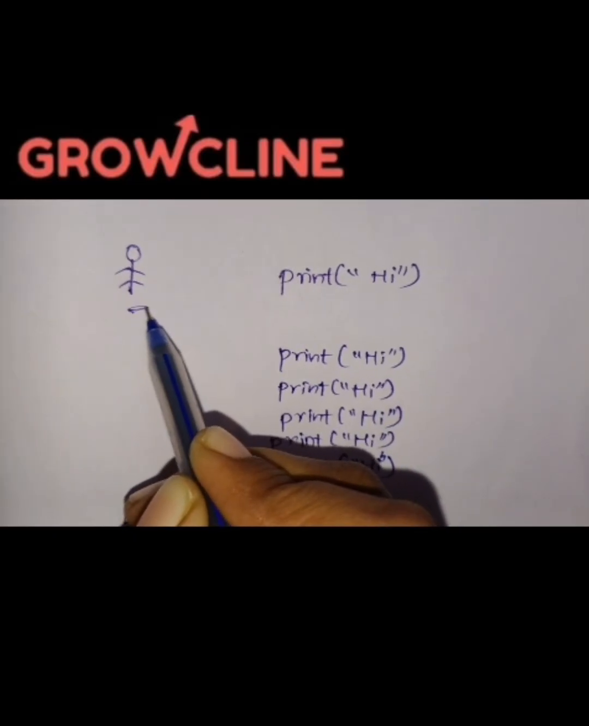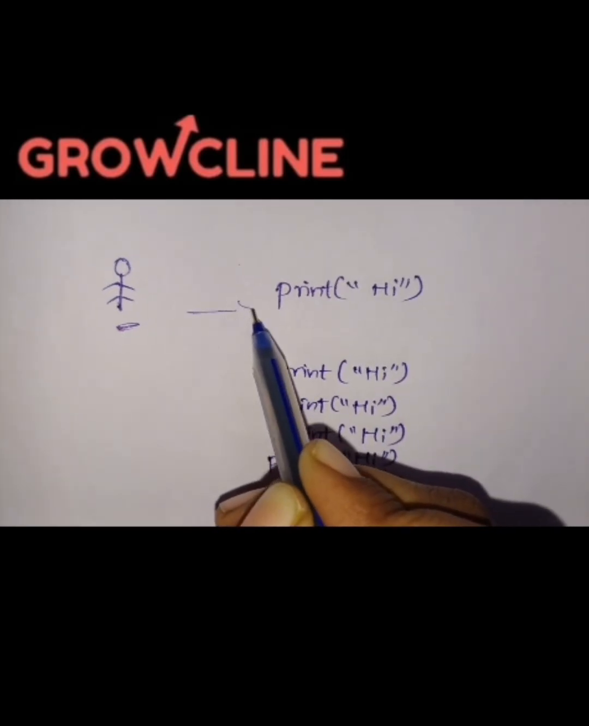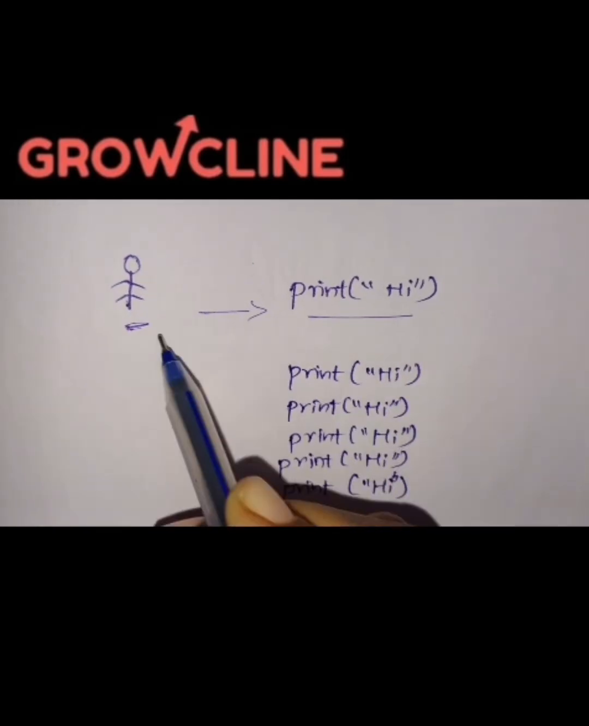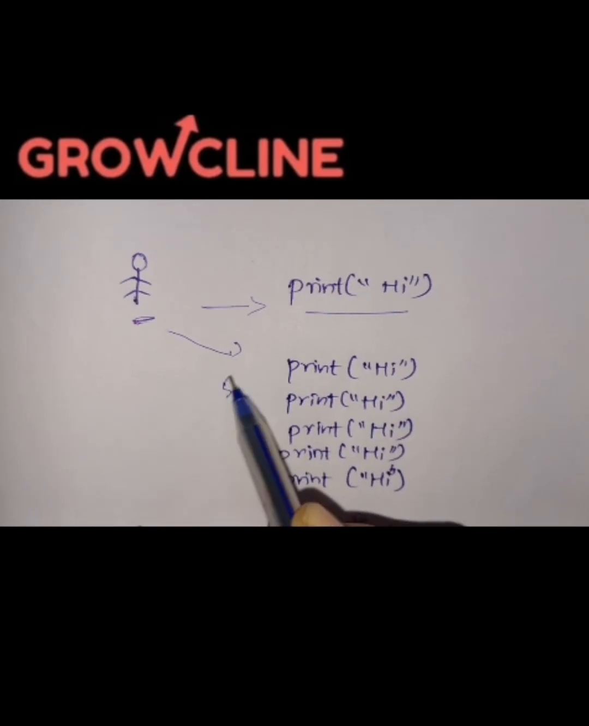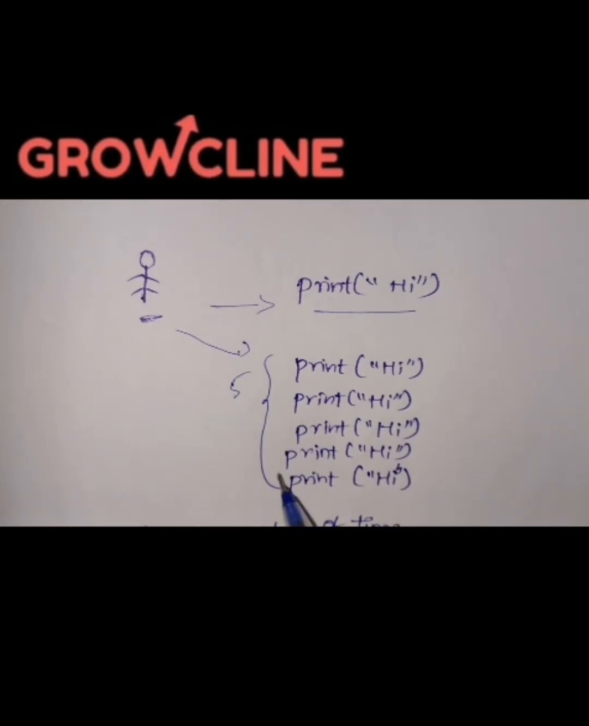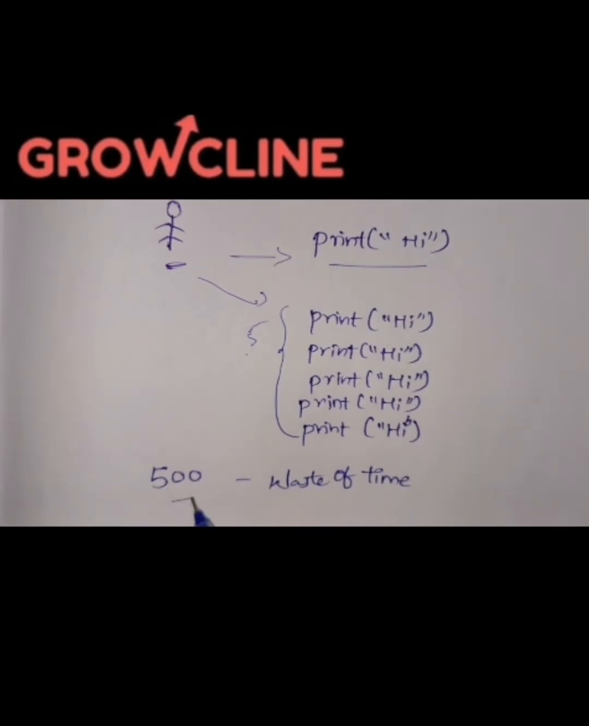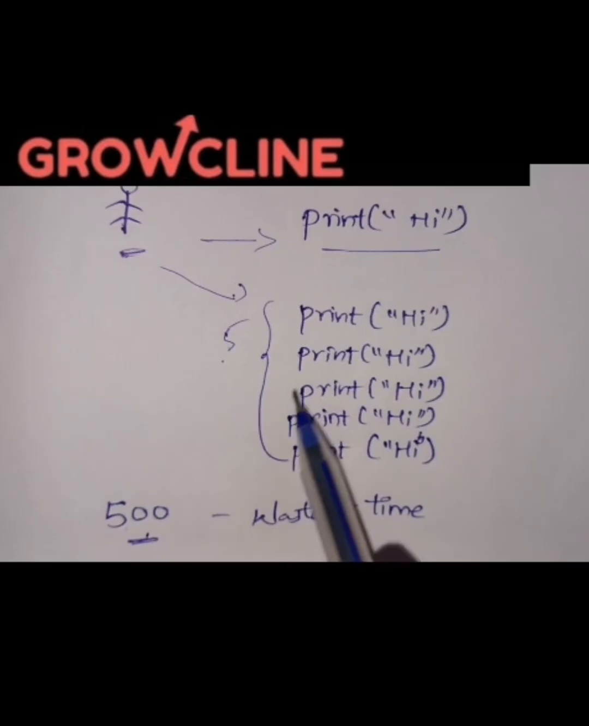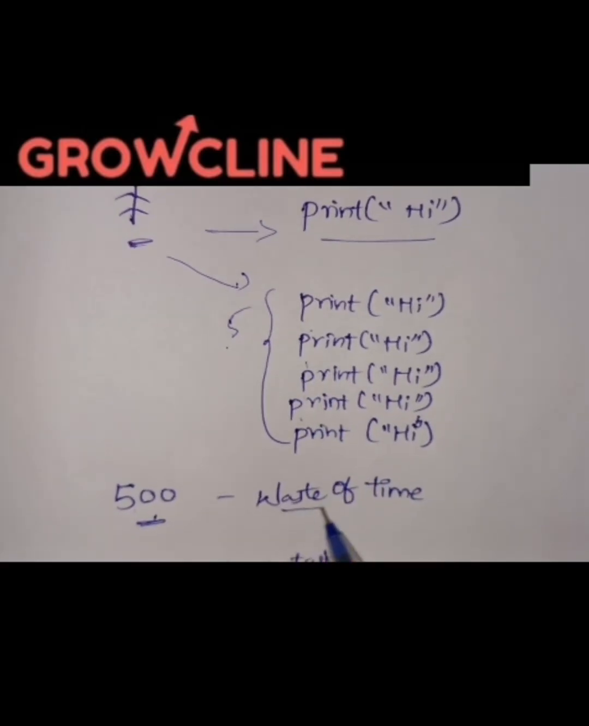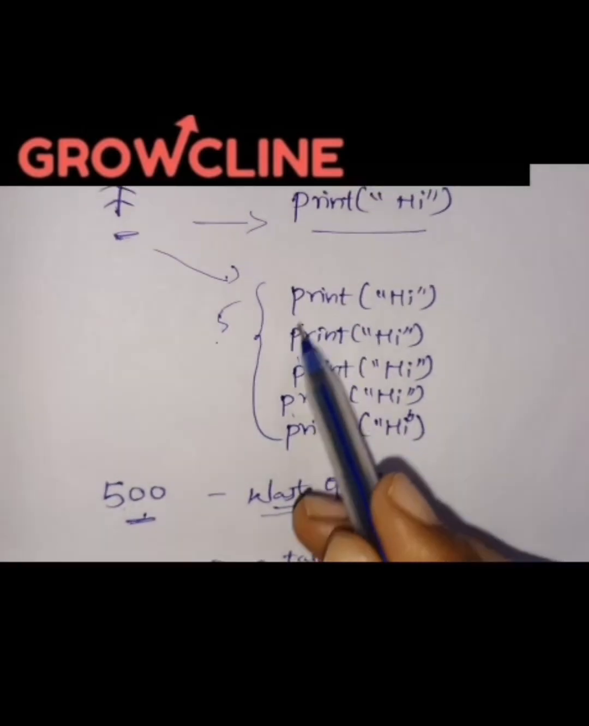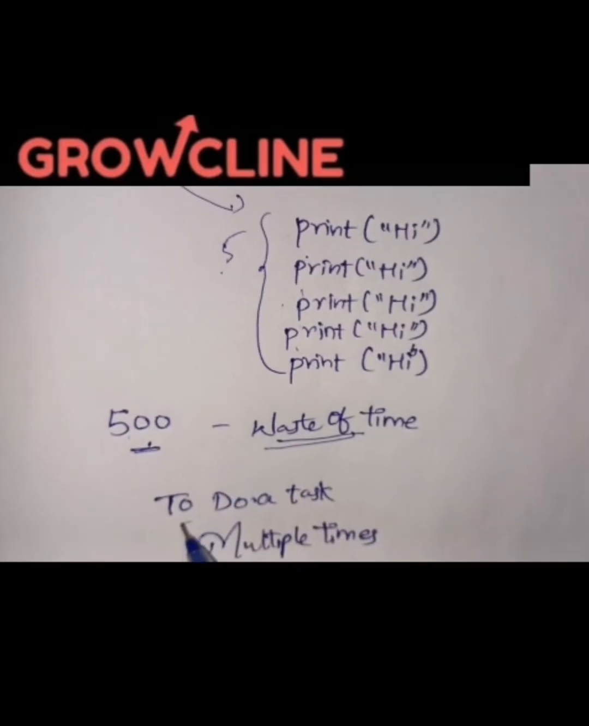Suppose your teacher came to you and asked to print hi statement. So you just simply write like this. If he asked to print hi statements for 5 times, you simply write 5 print statements. What if the teacher asked to print this hi statement for 500 times? If I write similar like this, then it will take more time, which is a waste of time.